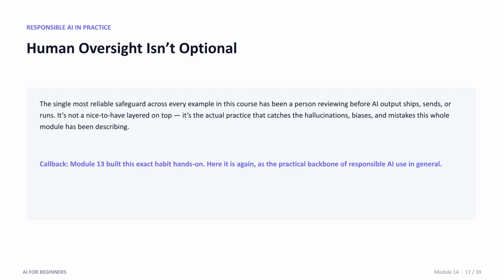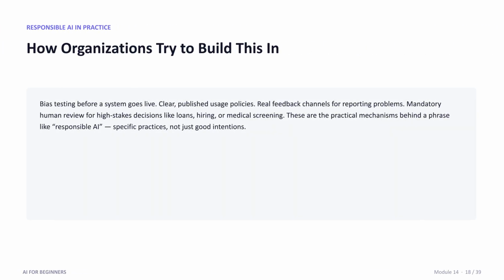Human oversight is not optional. The most reliable safeguard is having a person review AI output before it is used. This practice is essential for catching the hallucinations, biases, and mistakes that we have discussed throughout this course. Organizations build responsibility into their systems through specific mechanisms, such as bias testing, clear usage policies, feedback channels, and mandatory human review for high-stakes decisions like lending or hiring. Responsible AI requires these concrete practices, not just good intentions.